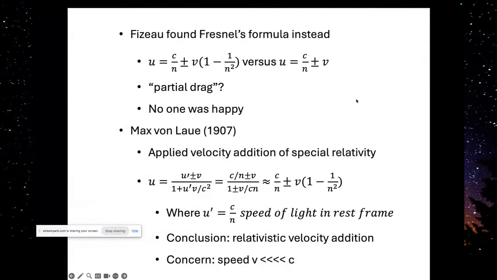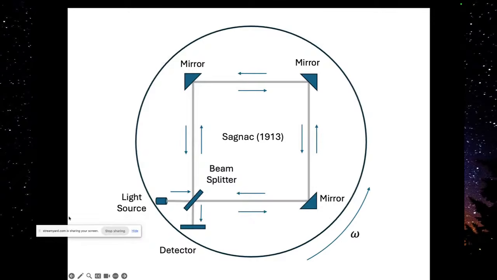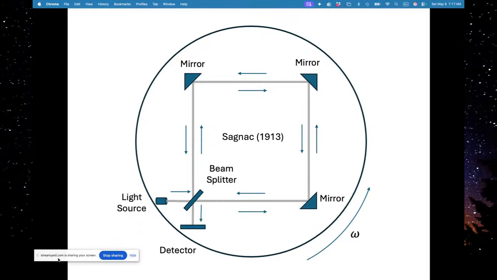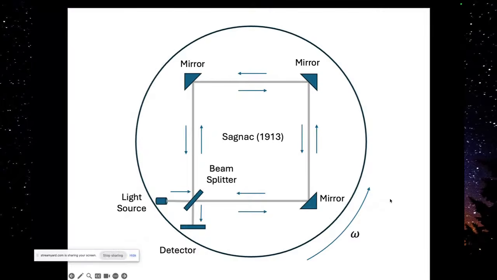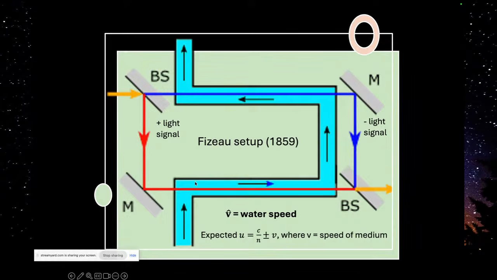All right, now in 1913, George Sagnac came along and he did a slightly different experiment. One thing I want to point out is that in the Fizeau experiment, the water is moving through the laboratory frame. So the water is what we've been calling the rest frame, the train frame, and the laboratory is the station. And water is moving through the station in the Fizeau experiment.